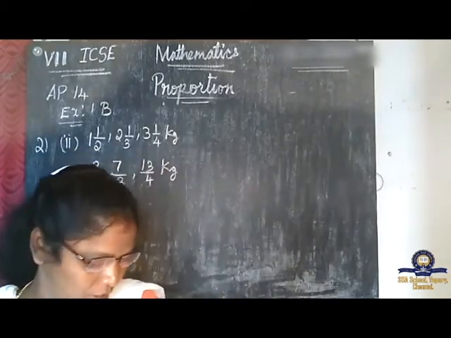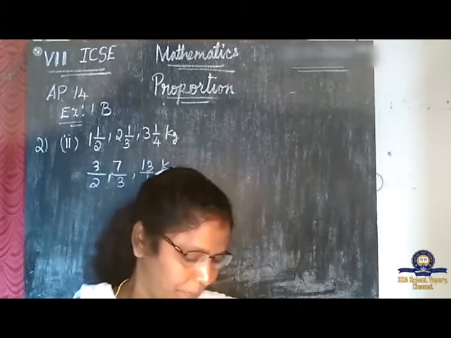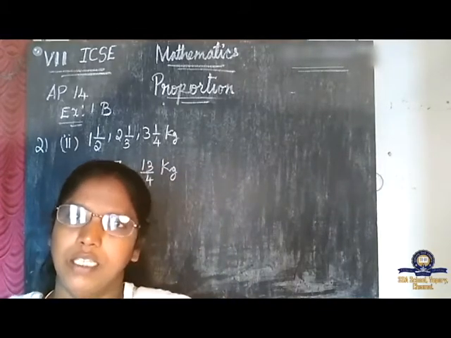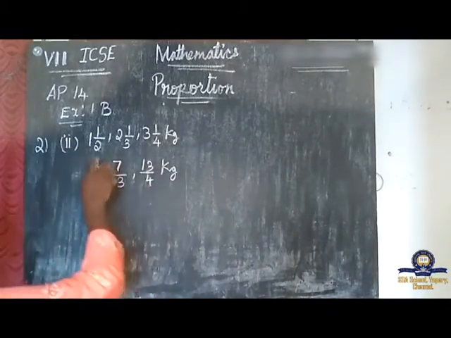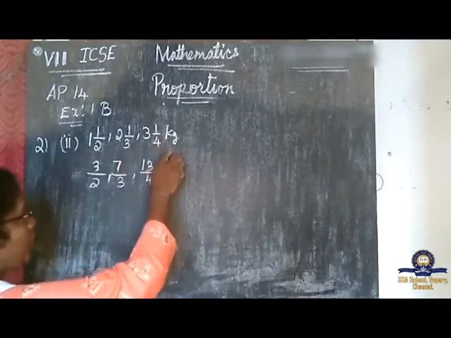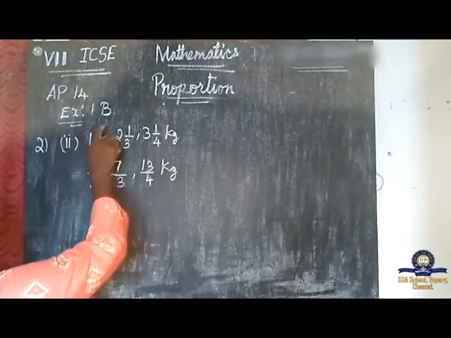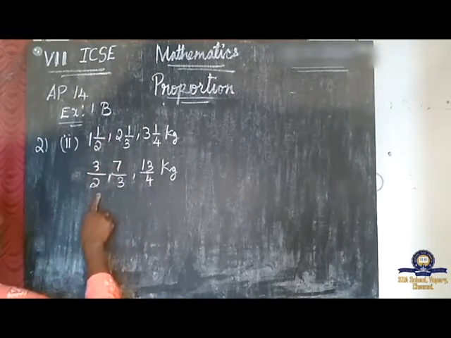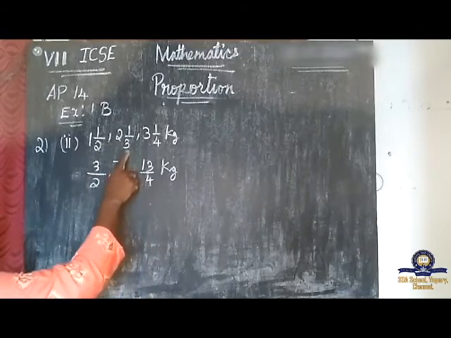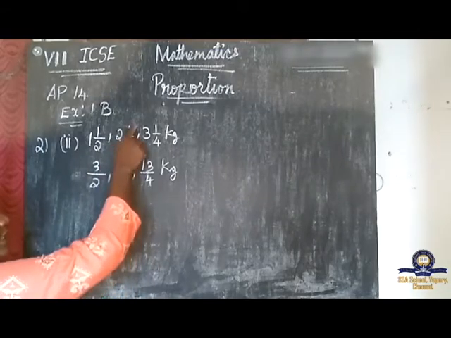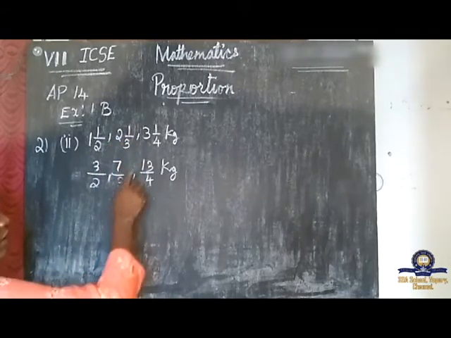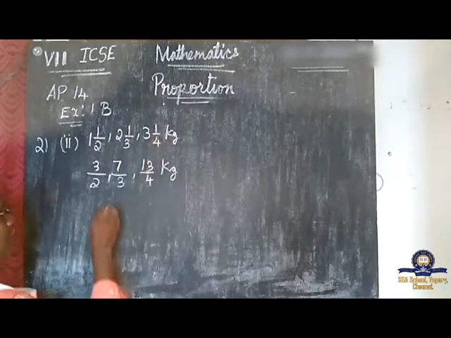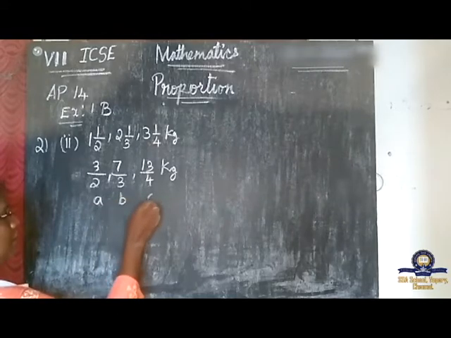Now we'll move on to the second topic. Find the fourth proportional to the following quantities. Three quantities are given here: 1, 2, 3. That is 1 and 1 by 2, that means 1 2s are 2, 2 plus 1, 3 by 2. Then 2 and 1 by 3: 3 into 2, 6, 6 plus 1, 7 by 3. Then 3 and 1 by 4: 4 3s are 12, 12 plus 1, 13 by 4. So we have A, B, C.